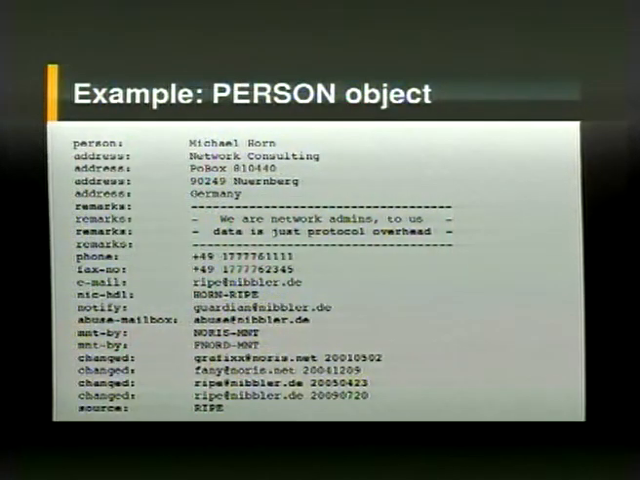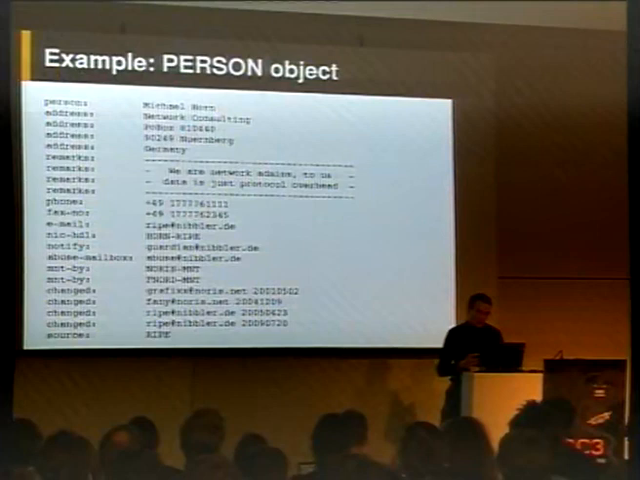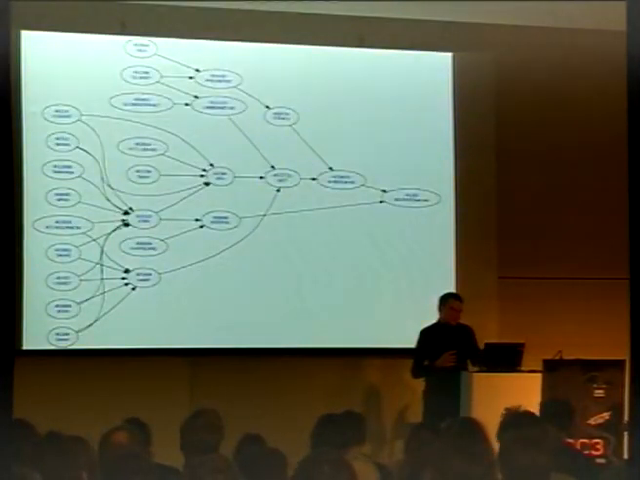Some of them are searchable keys. The primary key in that case is the NIC-HDL line. It's HORMS-RIPE. That's the unique identifier for that object. And basically that's a record that points to a person in real life that has an address.